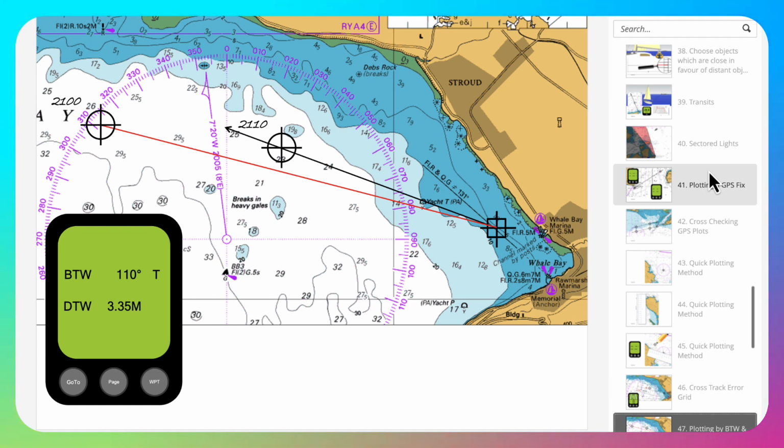Contrast this with what might appear a simpler alternative. Imagine it's dark and you're in a fast motorboat. If the red line on this chart were your intended ground track from your 2100 fix to the waypoint, at 2110 you might be tempted to alter your course to 110 degrees to head directly for the waypoint. You might easily collide with the unlit yellow spherical buoy bang on your intended track. Not at all funny at 20 knots.